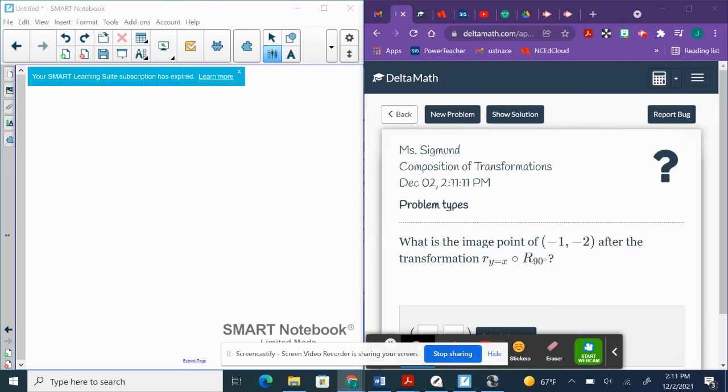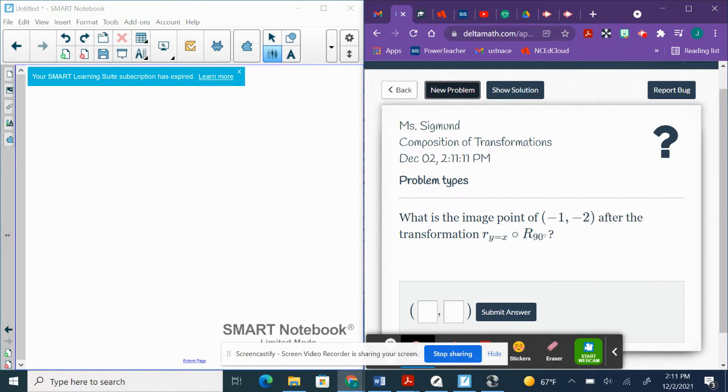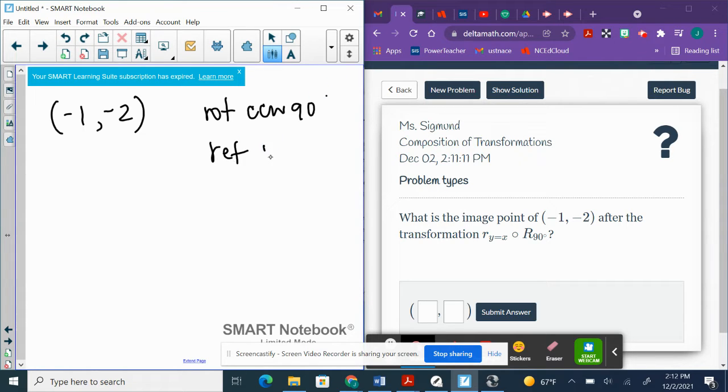Through composition of transformations on your Delta Math assignment today. So we're going to take that point, -1, -2, and we're going to apply a transformation of a reflection over y equals x, and then a rotation of 90 degrees. That 90 is positive, so we know that's going to be counterclockwise. So rotate counterclockwise 90 degrees because it's a positive 90, and then reflect over the y equals x. And that is this line here. So it's going to go from down here to up here or vice versa for that reflection.